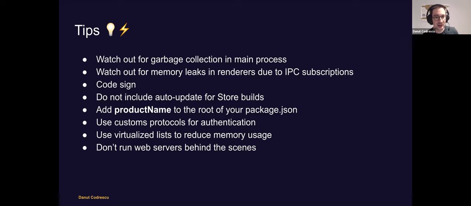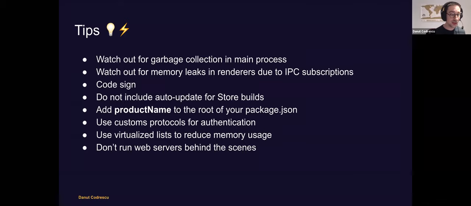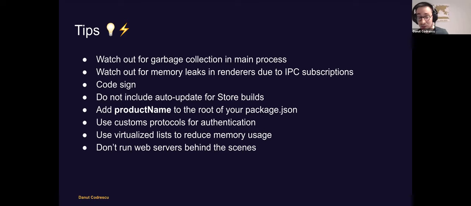One very important thing is to watch out for memory leaks in the render process, because you can subscribe to an event, but also make sure that you unsubscribe from an event. It's a bit like Angular. You need to watch out that you subscribe to an observable and you also unsubscribe from it when you don't need it. Otherwise, you might see that the memory spikes up and it's not Electron's fault. It's more the developer's fault.